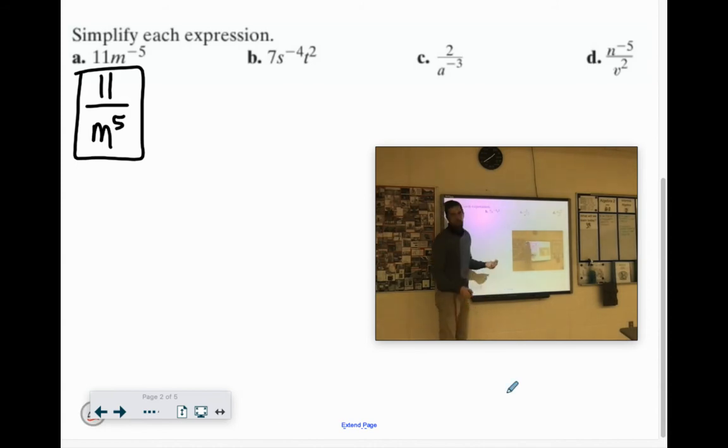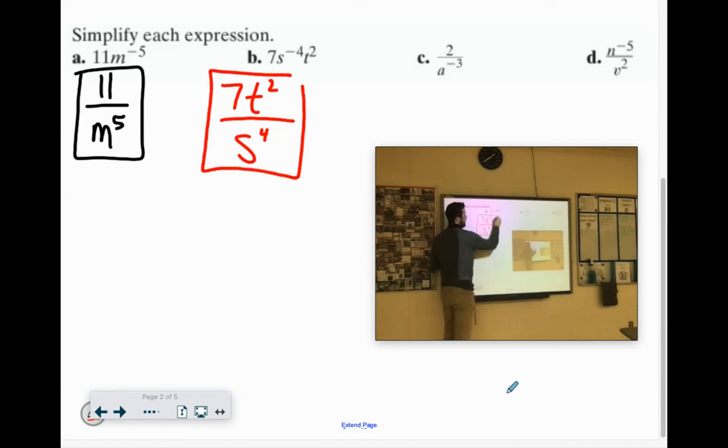The 7 is 7 to the first. Keep it. The s has a negative exponent, so we got to move it. Move it to the bottom. The t has a positive exponent. Keep it up there. That is all. It's almost too much fun.